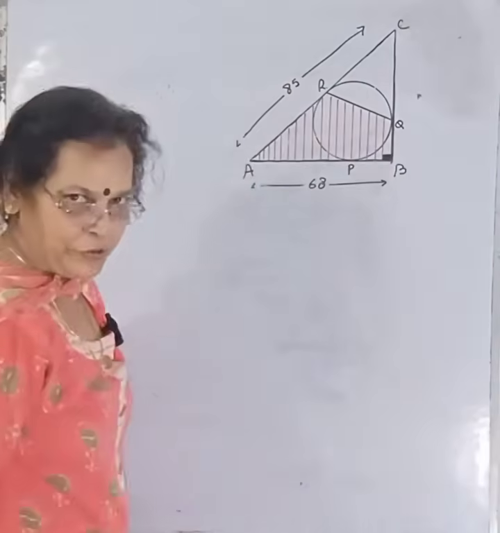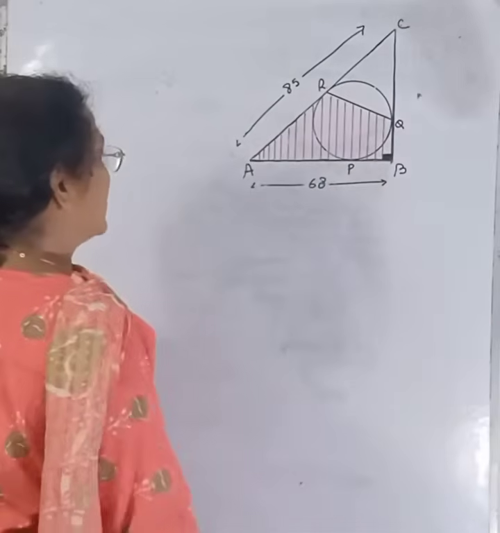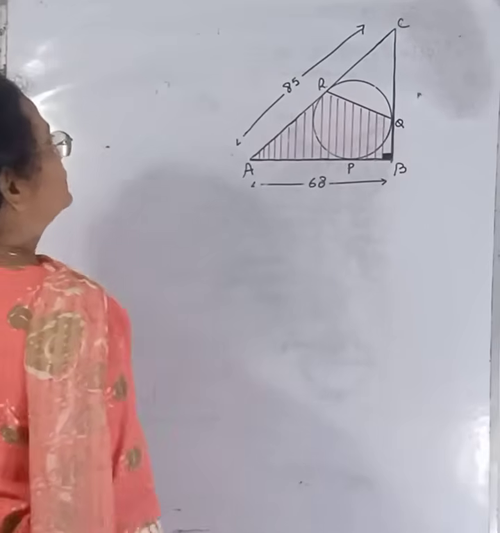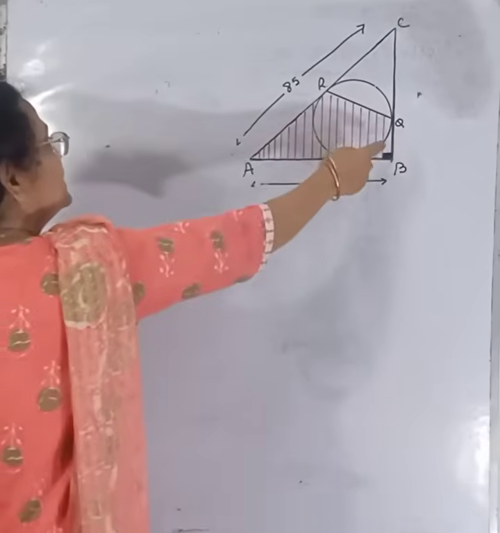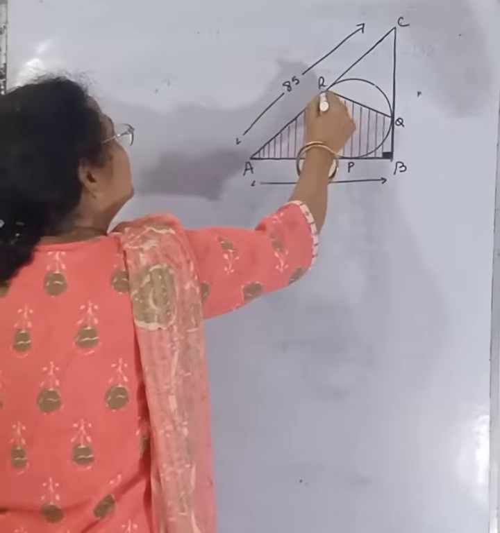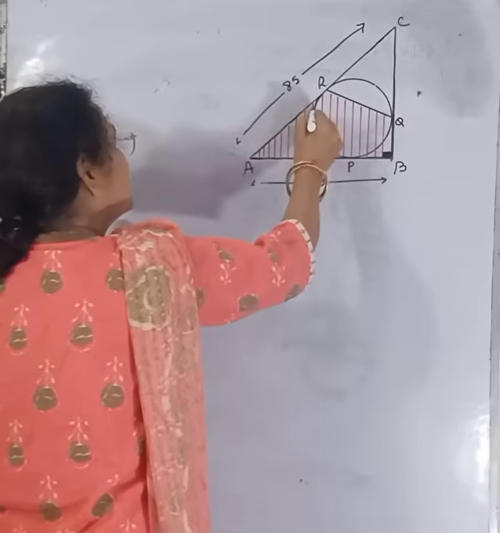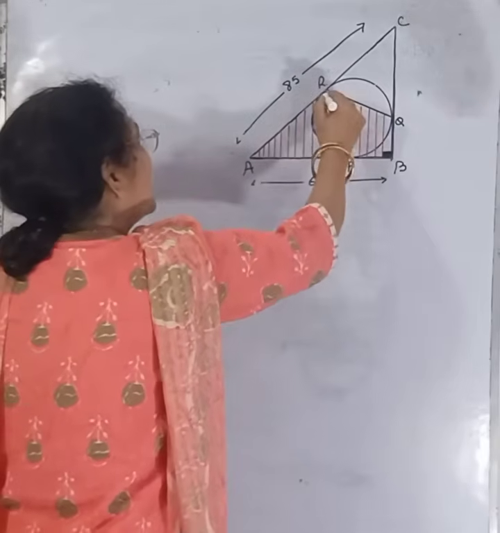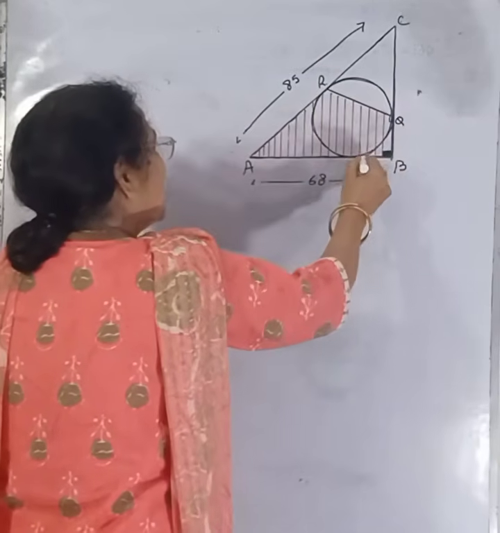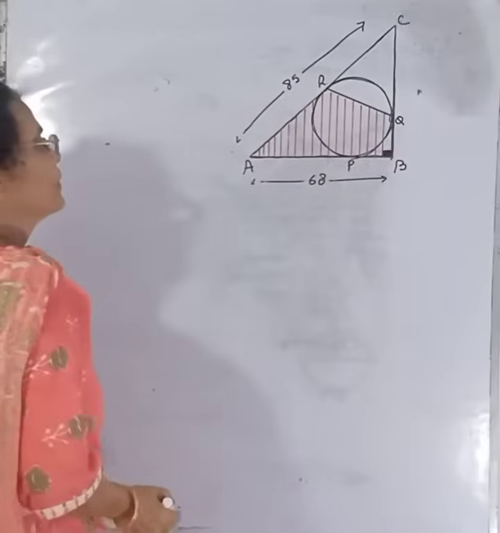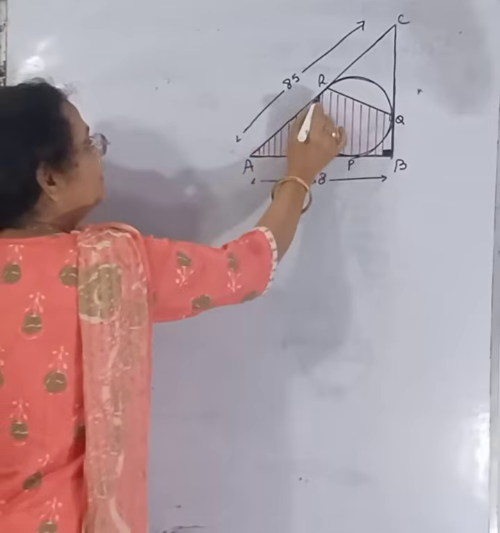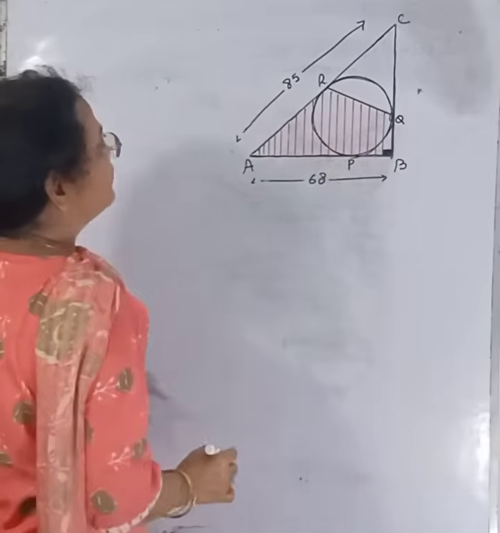ABC is a right angle triangle given to us. B is a 90-degree angle. AB is 68, AC is equal to 85, and inside this right angle triangle, a circle is inscribed. This is the circle having tangent at points P, Q, R. These are the tangent points. We have to find the value of this region. This is the shaded region. The area of this region is to be found.